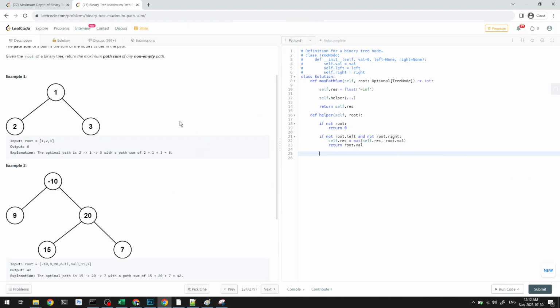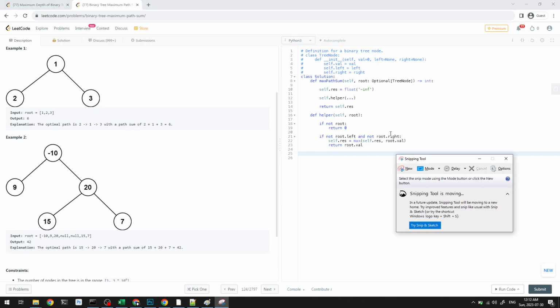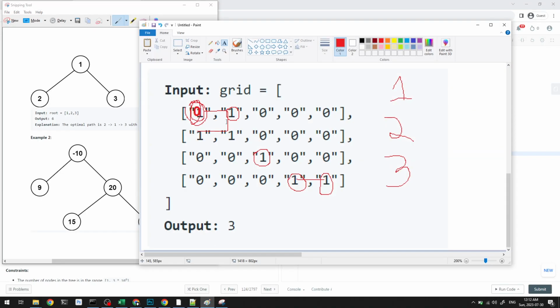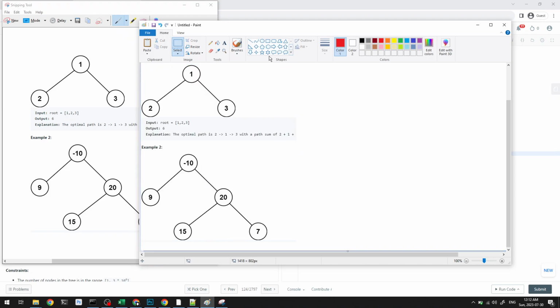Now, otherwise, what do we want to do? Well, let's actually grab this inside Paint and take a look at this. Let's take a look at how this can actually work out. Something like this, right? So let's say we're on 20 over here. We're on the 20, and we want to look at the left child and we want to look at the right child, right?